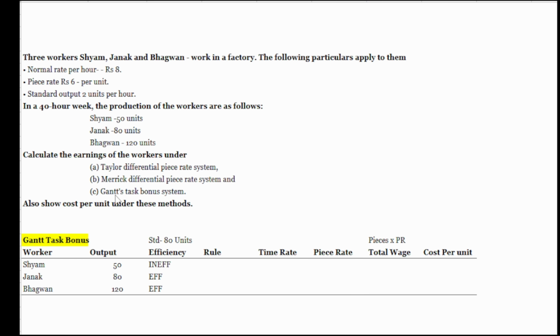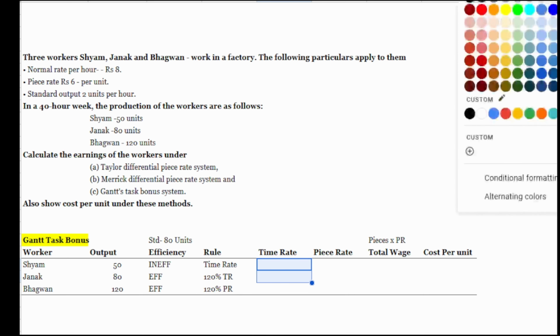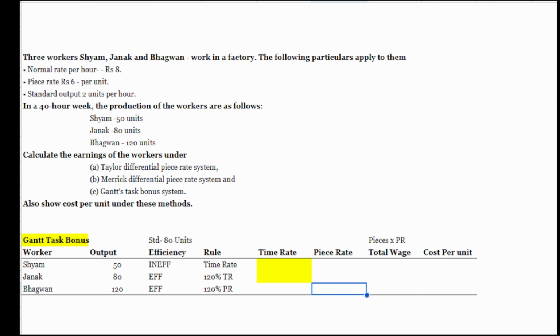Now let's take the case of Gantt's task bonus plan. Again we have to see whether they are inefficient or efficient. The rule is already here. And what the rule says with respect to Gantt: if he is inefficient, then he will get time rate. And if he is 100% efficient, the person will get 120% of time rate. Only if he is greater than 100% efficient, he will get 120% of piece rate or high piece rate. So time rate is applicable in the case of Sham and Janak, whereas piece rate is applicable in case of Bhagwan.